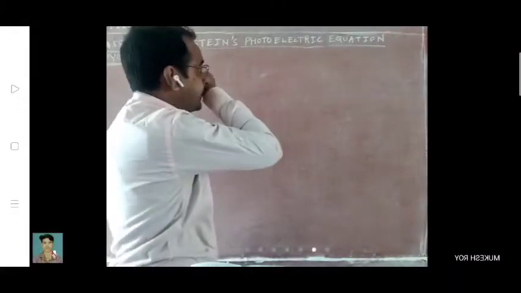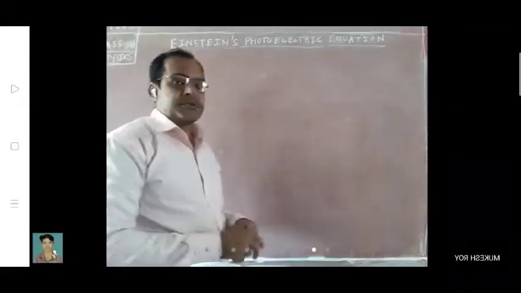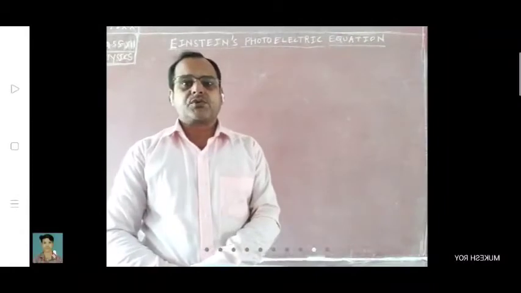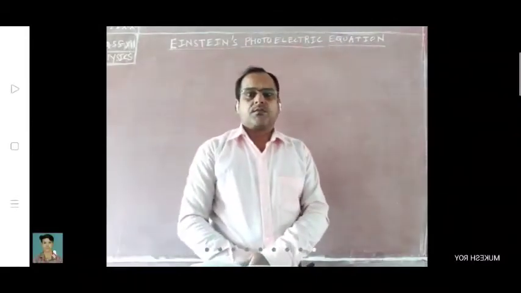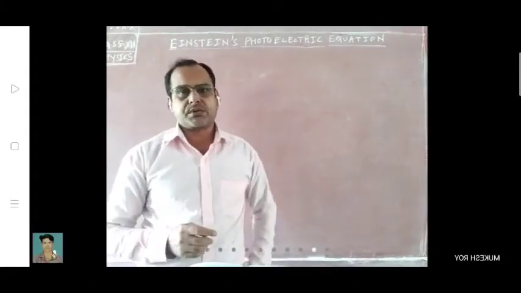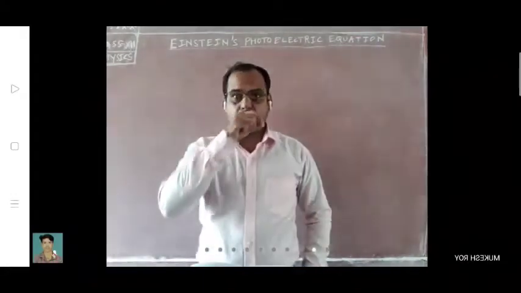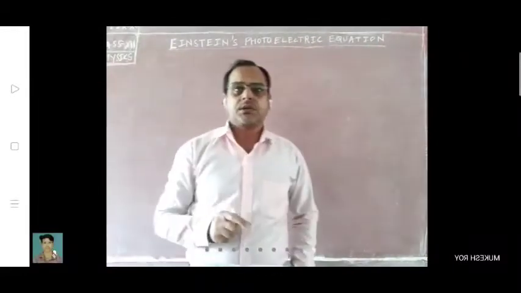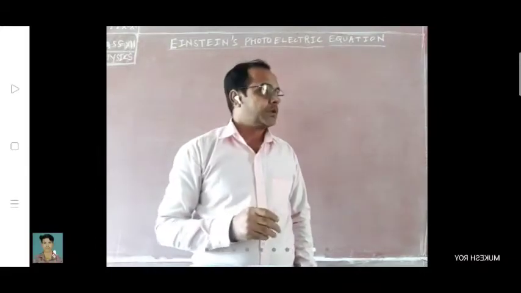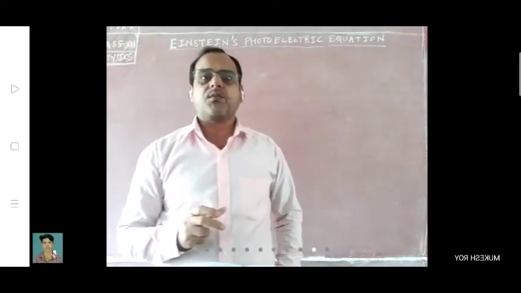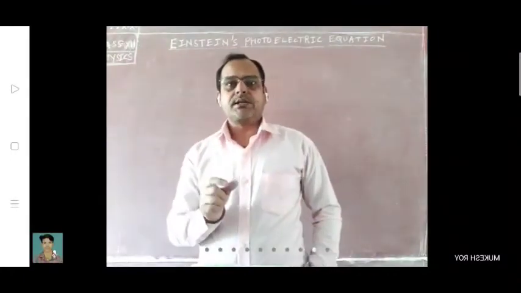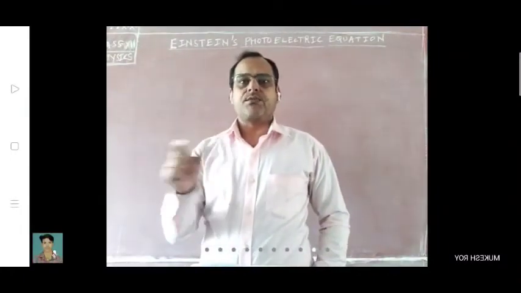Now see, Einstein postulated that if the energy, in terms of packets of energy, in terms of quanta, falls over the metal surface or photosensitive material or substance, then the total energy falling on that surface gets utilized in two forms. First part is used in overcoming the work function of the metal surface, that is called phi naught, and the remaining part gets utilized in giving the kinetic energy to the ejected photoelectron.